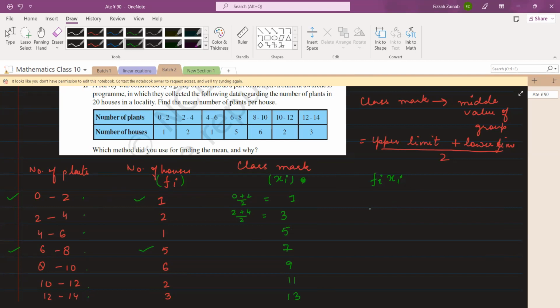Okay. So now you multiply fi into xi. So 1 into 1, 1. 2 into 3, 6. In case you forget, you can write like this: 2 into 3 will give you 6. Then 1 into 5, that will give you 5. So like that you have to multiply. 5 into 7 is 35. 6 into 9, 54. 11 into 2, 22. 13 into 3 is 39. Sorry, 39.